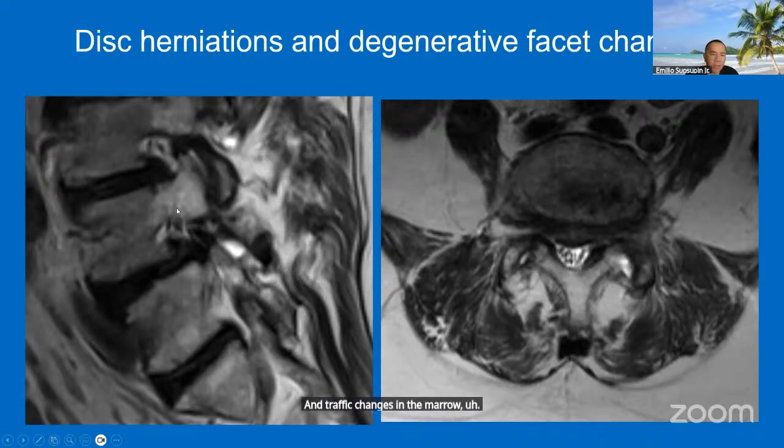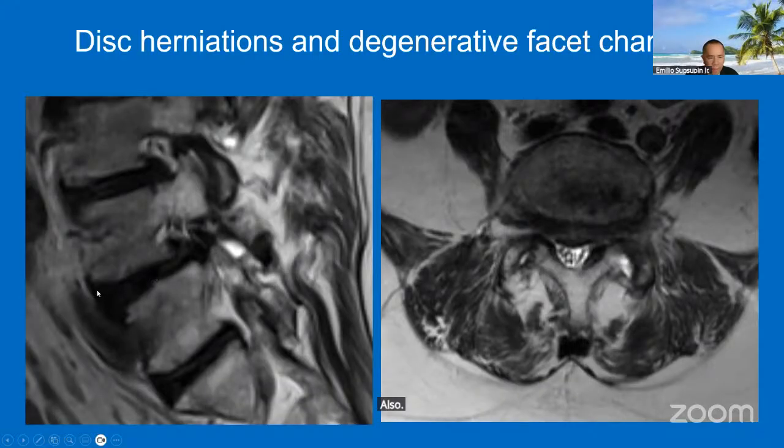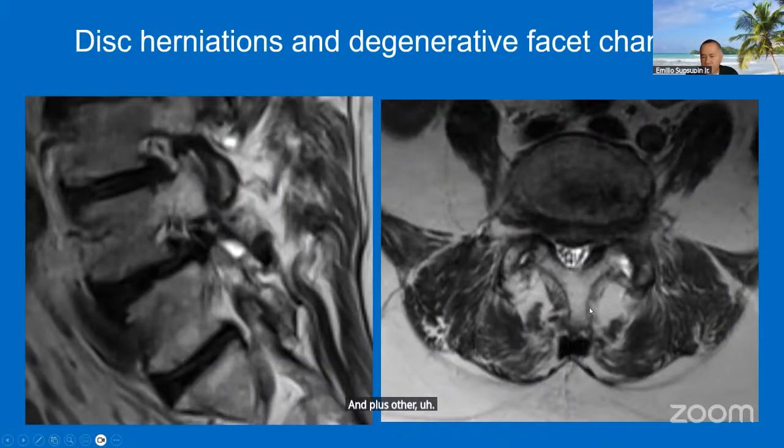and fatty changes in the marrow. And this would be one of the main things about MRI: you have information about the marrow signal if you have degenerative disease. Also the height and the hydration status of the disc. And you can see low signal means it's a desiccated disc. Plus other soft tissue structures, you can see the degenerative facet changes there. And fatty infiltration of the multifidus muscles related to degeneration, denervation or disuse atrophy, as we call it.